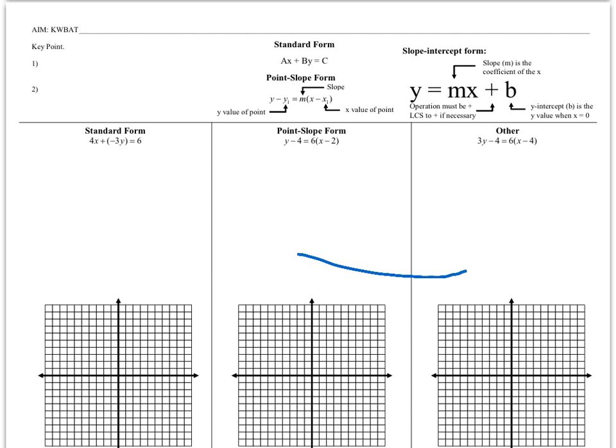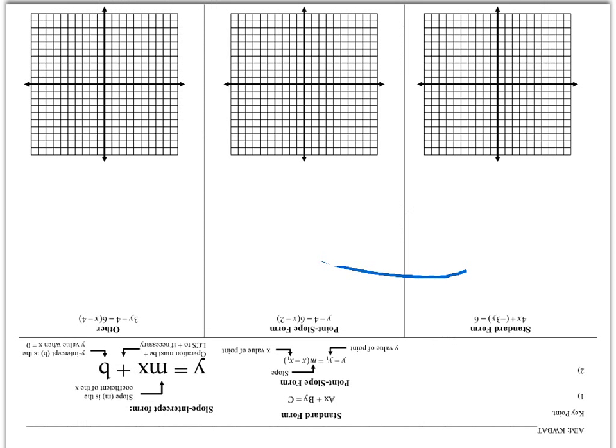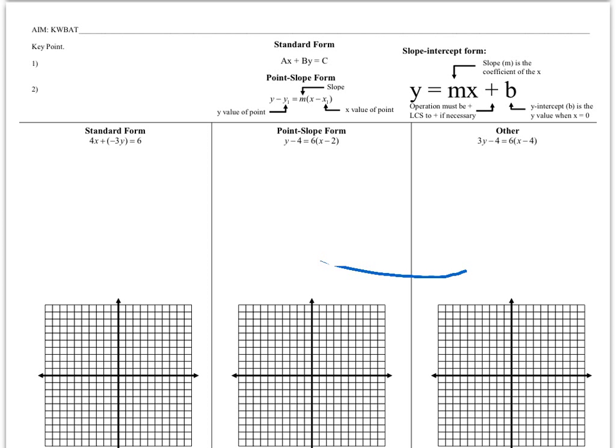Today's aim, Kipsters will be able to graph all forms of equations by changing them to slope-intercept form.